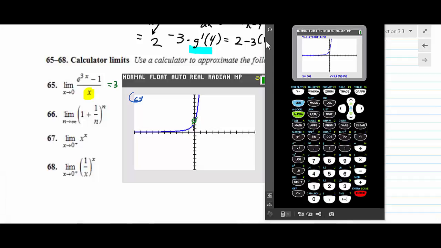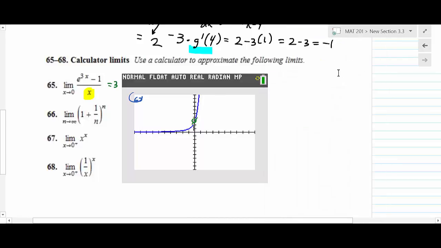These are pretty hard limits to do without your calculator at the stage we're at right now. A little later we end up learning something called L'Hopital's rule, where you can do derivatives and limits analytically, but for now you have to look at your calculator. So that's 3. Okay, try the next one.